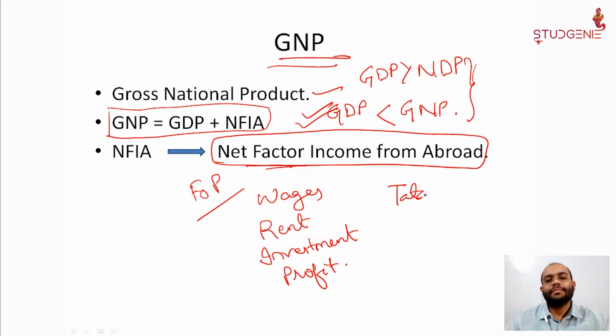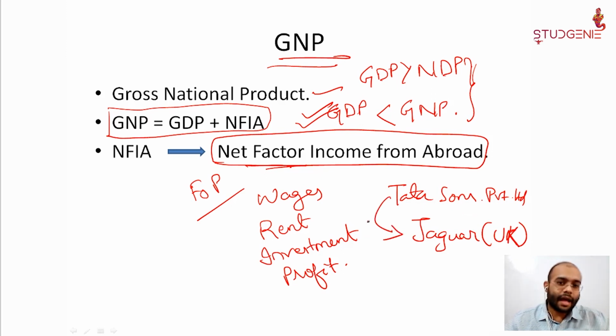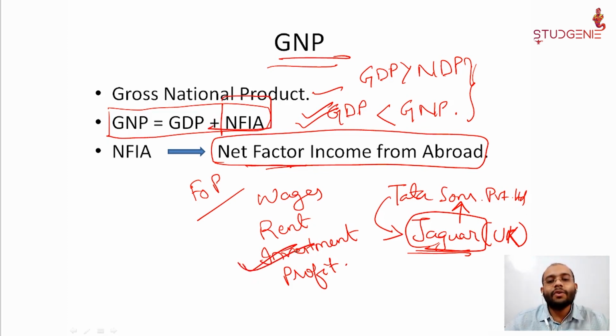Suppose let's take Tata Sons. Tata Sons Private Limited has bought Jaguar. Jaguar was a UK brand. Tata bought Jaguar cars. Jaguar is located in the UK. So the profit that Tata gets from this plant in the UK would be considered as your NFIA. Tata Group has invested in Jaguar, and all the income that the Tata Group derives from this particular factory would be considered as your NFIA, that is the net factor income from abroad. It is coming from the UK to India, and it will be calculated under GNP.